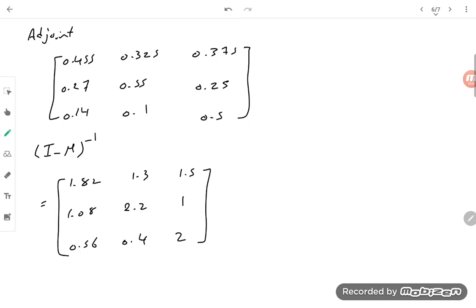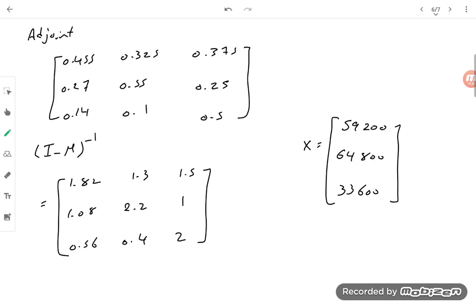Now we are going to multiply I minus M inverse by the vector D, in order to find the value of X. After multiplication, you can find the value of X as 95,200, 64,800, and 33,600. So this is the optimal quantity that should be produced of each one of the three commodities in order to meet the intermediate demand and the final demand as well.